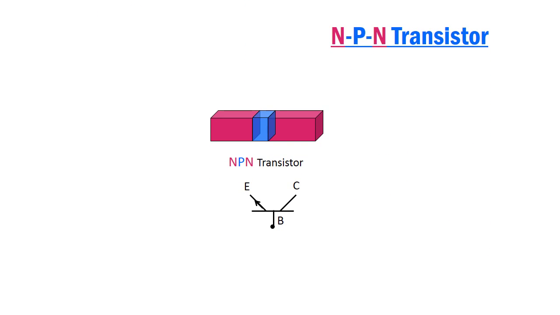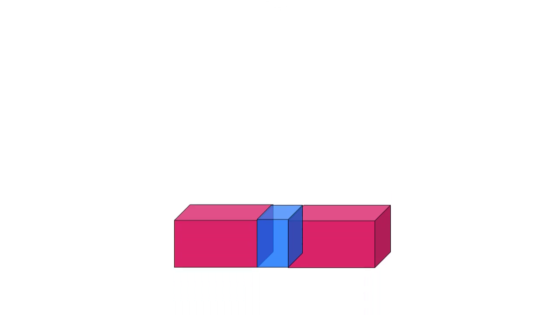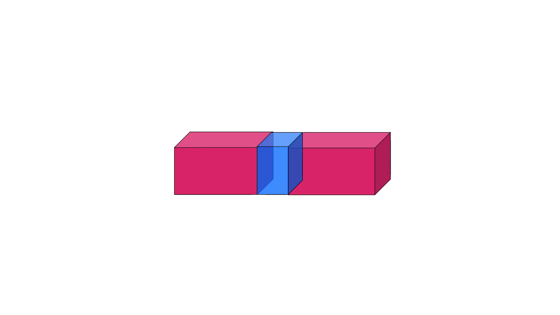In NPN-type transistors, the central region is P-type, which is sandwiched between two N-type regions. In PNP-type transistors, the N-type central region is sandwiched between two P-type regions. The central region is known as base, and the other two regions are called emitter and collector.